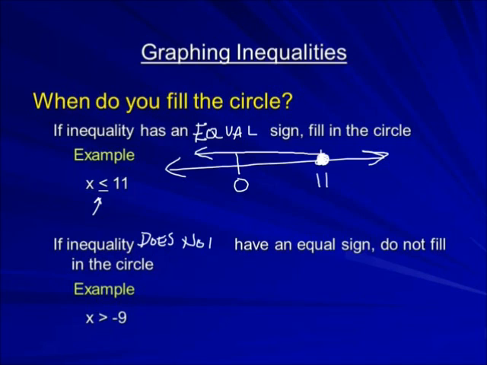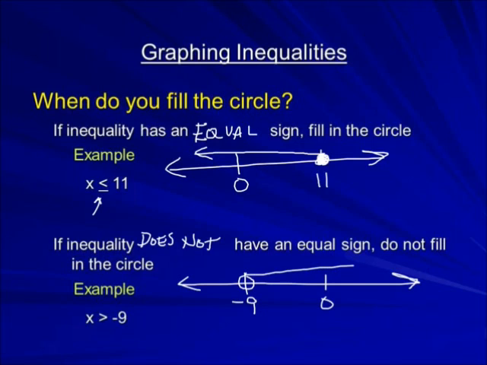Now if the inequality does not have an equal sign, then I don't fill in the circle. So x is greater than -9. So I draw my number line, put 0 on there, here's -9 over here. I have an open circle instead of a closed circle because there's no equal sign. x is greater than -9, so that means I'm going to draw the arrow to the right. And again, since the x is on the left, the arrow always points in the same direction as the inequality, and the inequality points to the right, so the arrow points to the right.